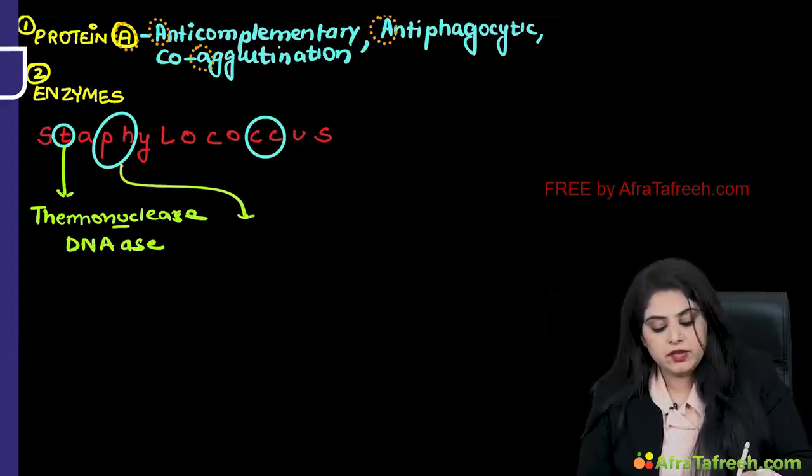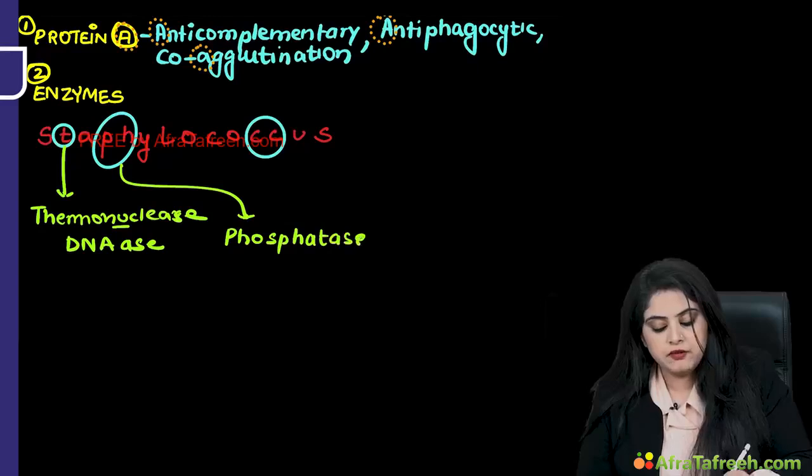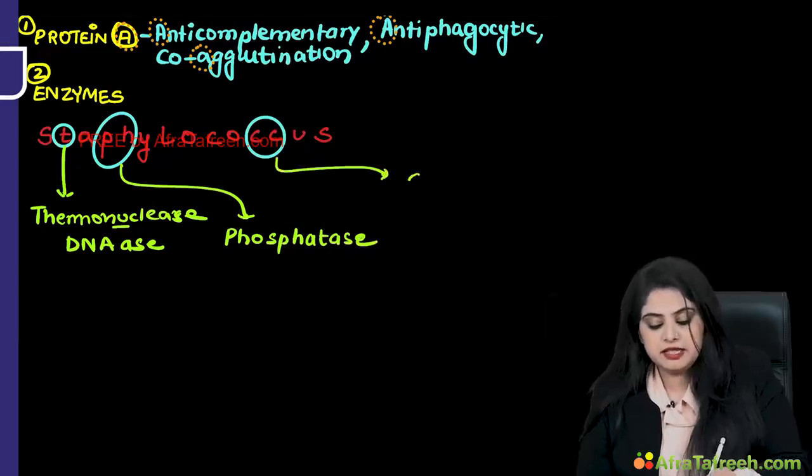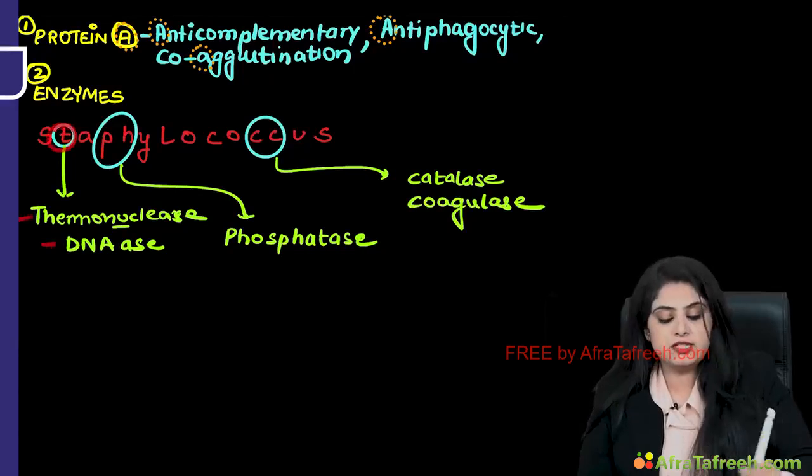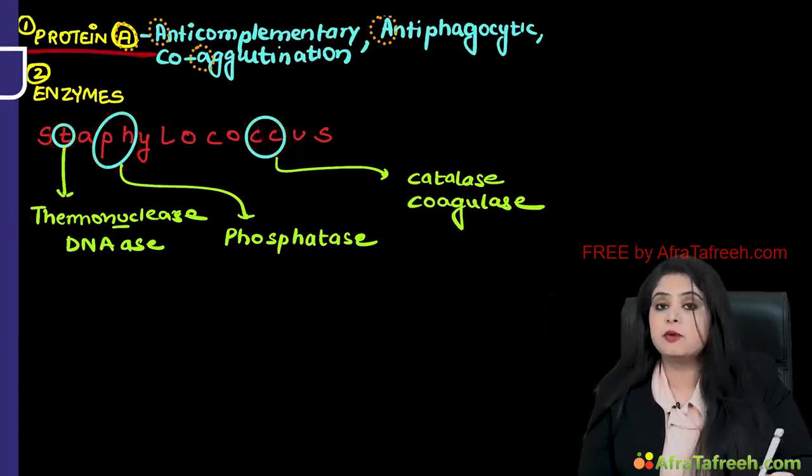The pH over here is going to be for phosphatase. And finally, the C and C that you have are going to be catalase and coagulase. So these are the 4 enzymes that it produces: thermonuclease and DNase, phosphatase, catalase, coagulase. Virulence factor, protein A done, enzymes done. Let's go on to the toxins.